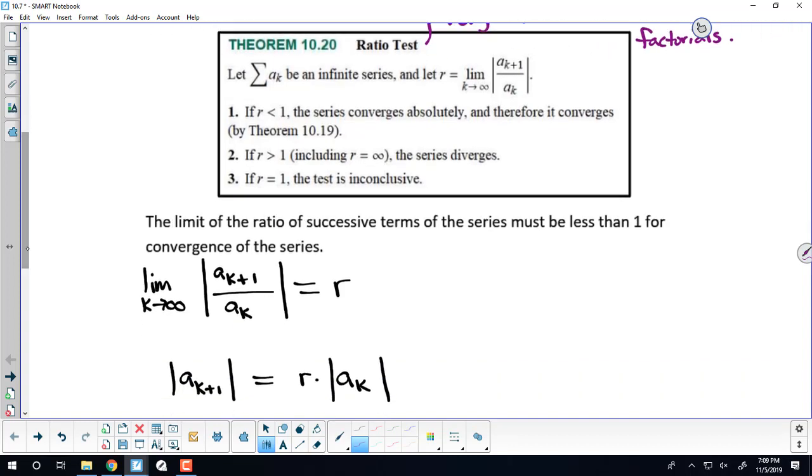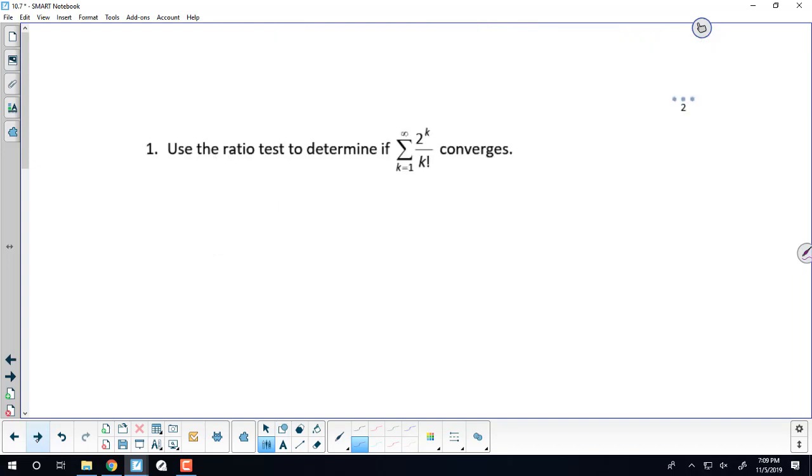Okay, so let's see how this works. Use the ratio test to determine if the series of 2 to the k over k factorial converges. Since we have that factorial, we're going to use the ratio test, even if it didn't say to. So our ratio r is the limit at infinity of the absolute value of a sub k plus 1 over a sub k.